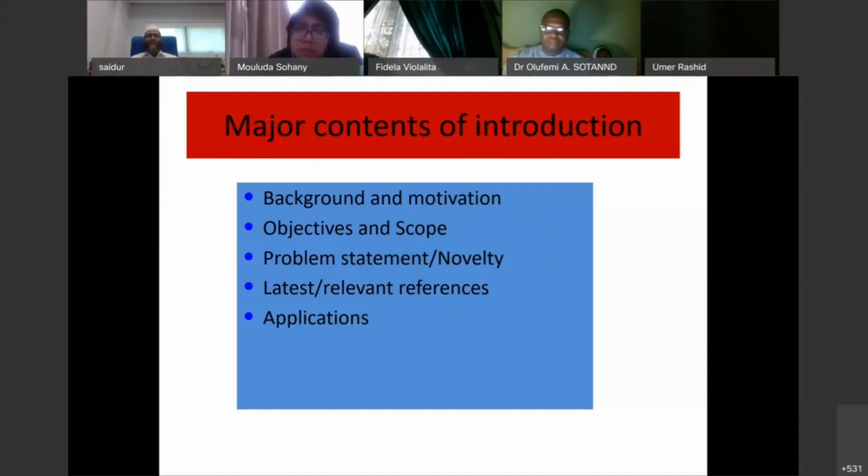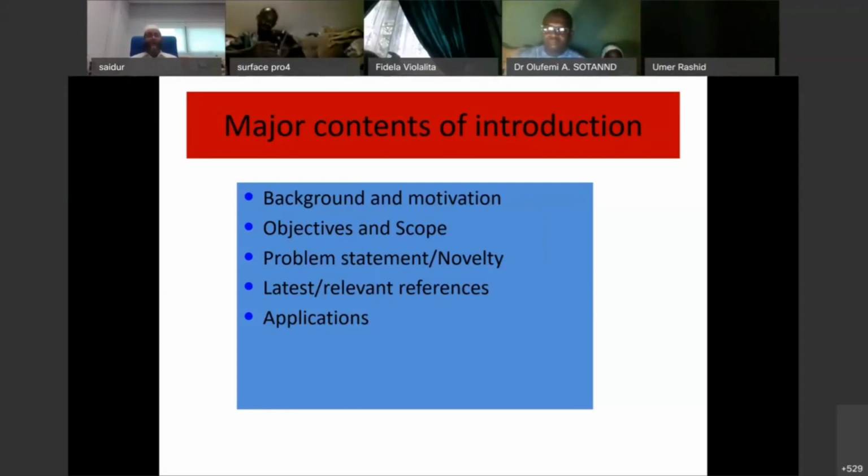Problem statement, novelty, as I mentioned in the earlier slides, latest relevant references, application. I talked a little bit about the latest relevant references. Some of the universities, colleges or research organizations may not have databases. So sometimes they put only books, maybe literature of 1980, all of which is obsolete. This will be very difficult for you to publish in good quality journals. But nowadays, because of the internet, there are Sci-Hub, ResearchGate, and many other ways you can collaborate. So you can get the literature. I don't think it will be a major difficulty to get the latest relevant references.